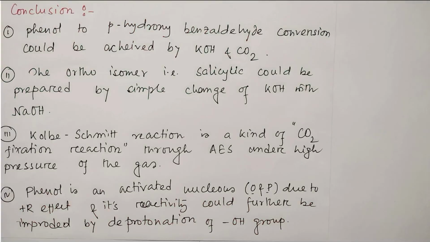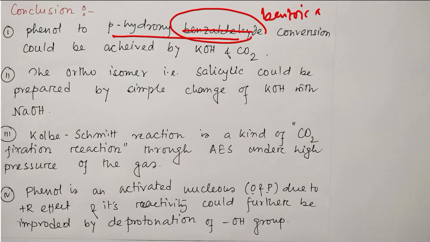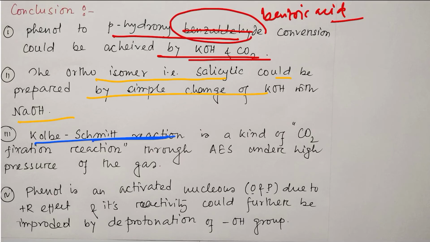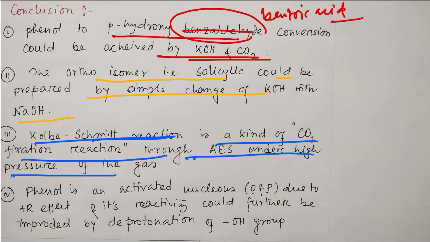Fine. So in conclusion, what have we learned today? We have learned that the phenol to benzoic acid conversion is achieved by KOH and CO2. Point number 1. Second, the ortho isomer, that is salicylic acid, could be prepared by simply replacing KOH with NaOH. Fine. And this reaction is named the Kolbe-Schmitt reaction. Okay, this is a kind of CO2 fixation reaction through aromatic electrophilic substitution under high pressure of CO2 gas.